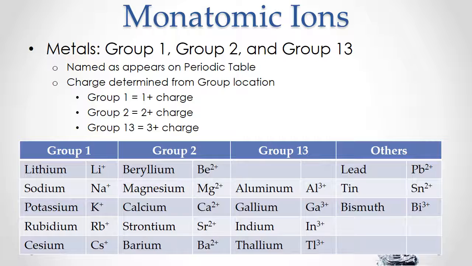This table summarizes the names and their symbols as they correspond to the group 1, group 2, group 13, and some other fixed charged metals. You will need to familiarize yourself with this table so that you know that these metals are all going to be fixed charged and there's nothing special that we have to do to use them in our naming policies.